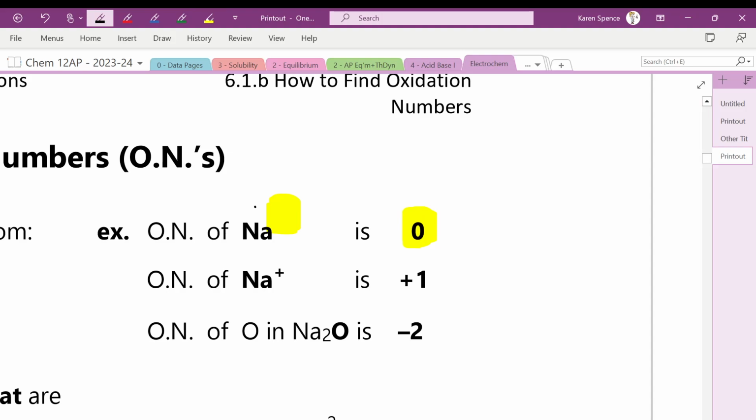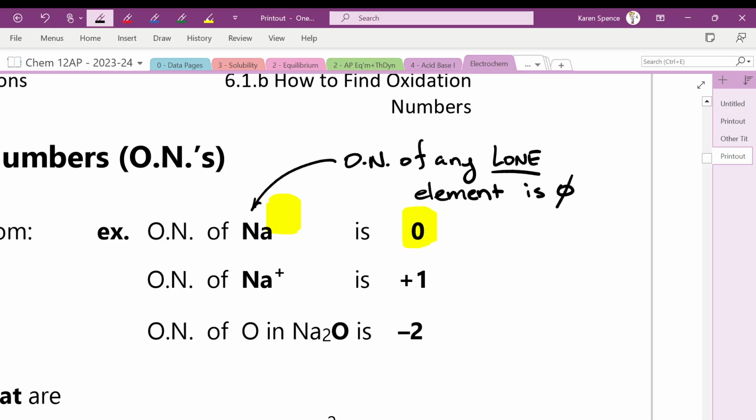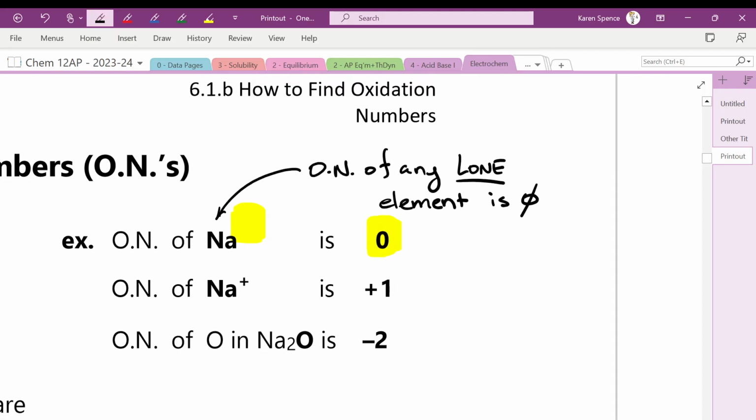In fact, the oxidation number of any lone element is 0. Do you guys know what I mean by a lone element? An element on its own, not paired up with anybody else in a compound. I do not mean sodium plus, because sodium plus would be part of a compound, maybe NaCl or NaNO3 or Na2CO3 or any number of things. So that is not a lone element.